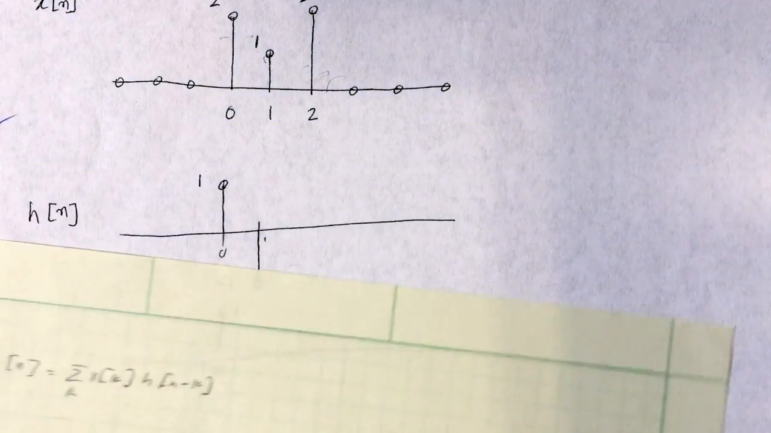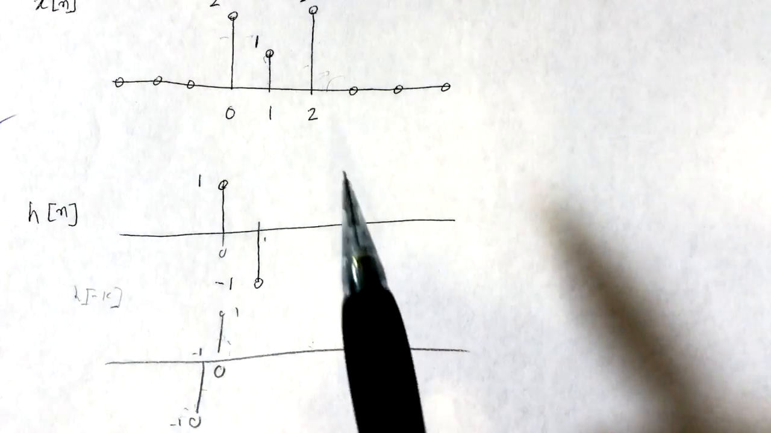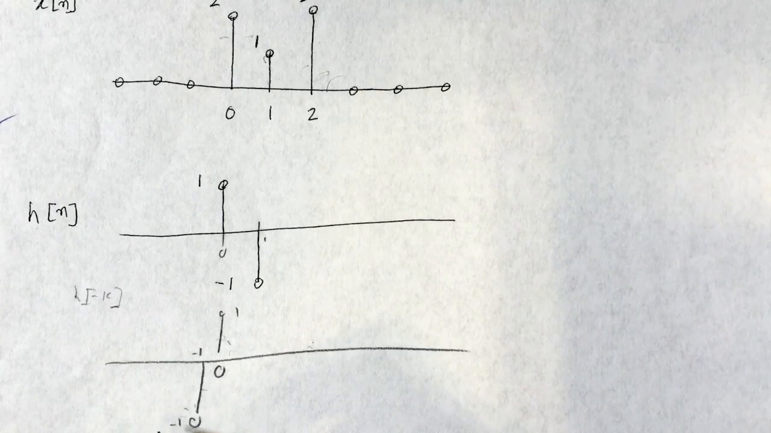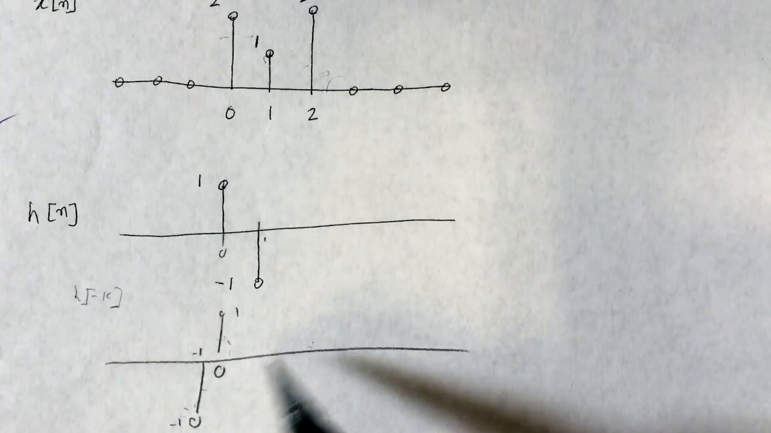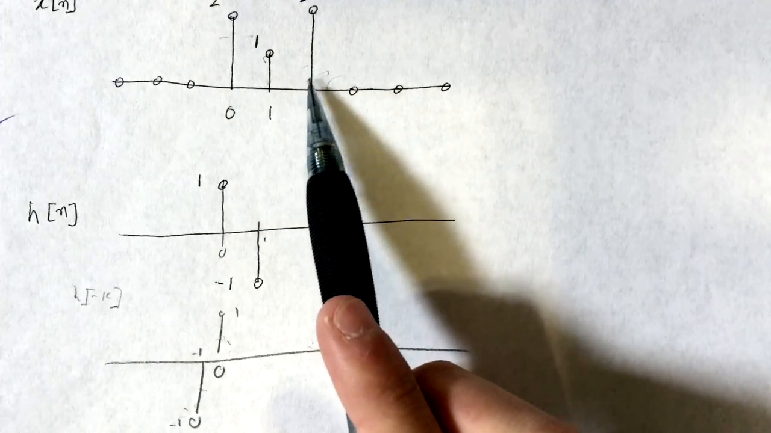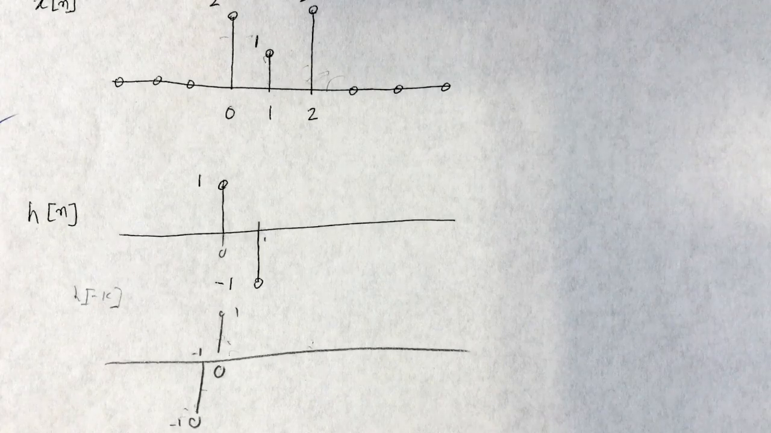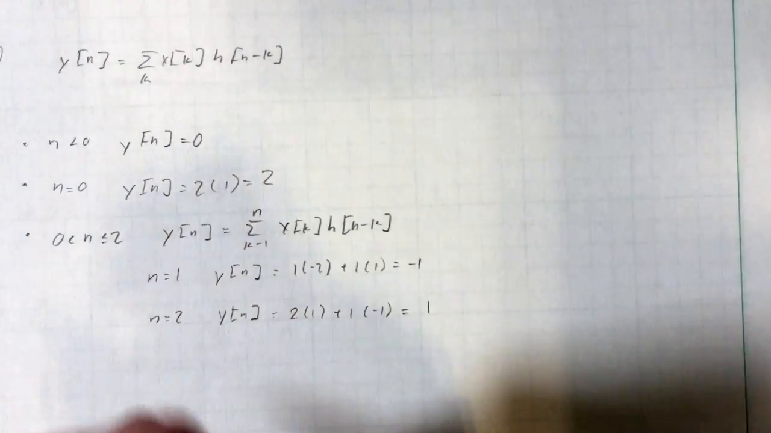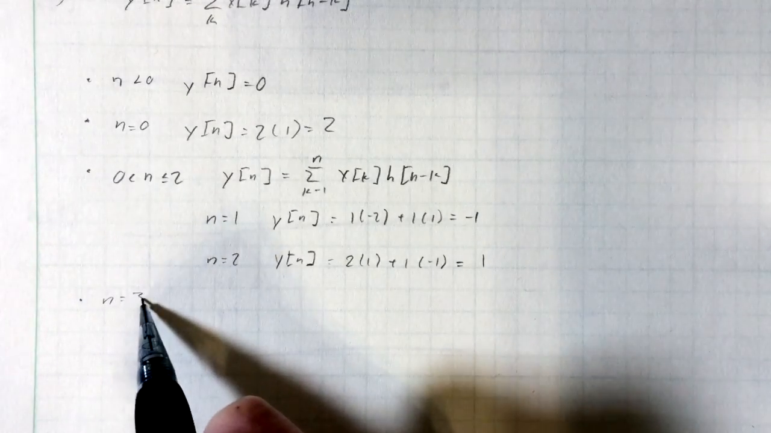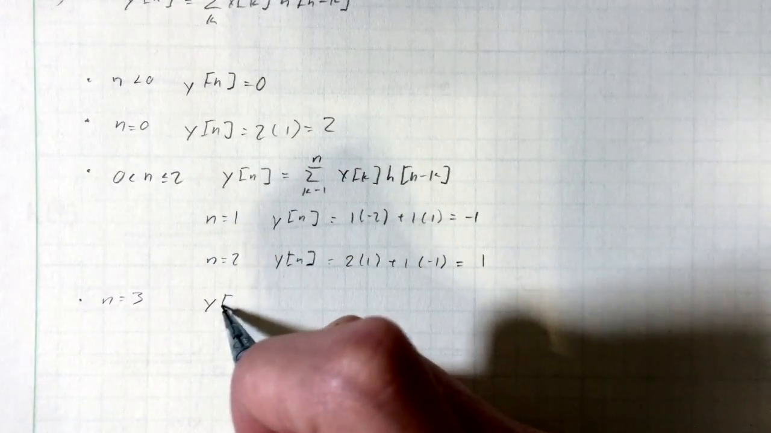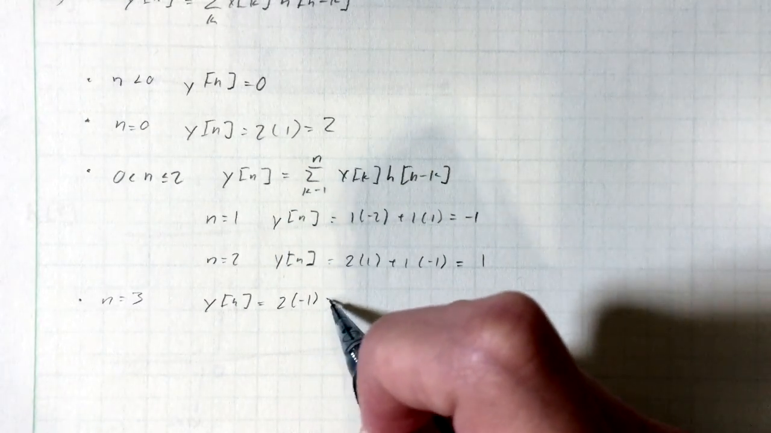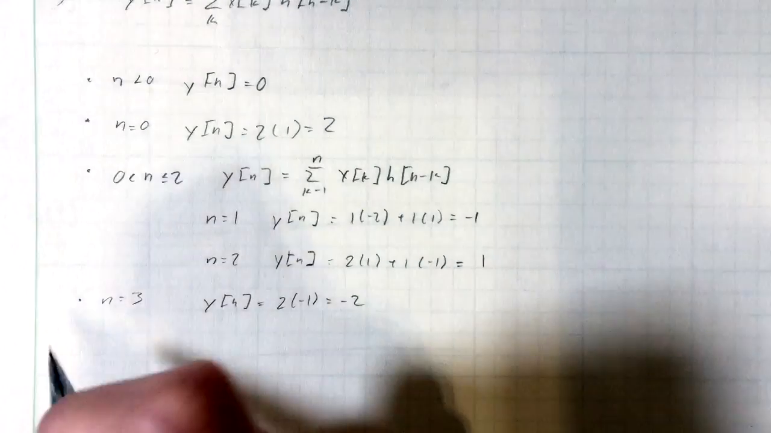Alright? And then the next bound, when n is equal to 3, 3 minus 1 gives us 2, so only this will overlap with this last value right here. So negative 1 times 2 is negative 2. So next bound, n equals 3, y of n equals negative 1 times 2, which is negative 2.